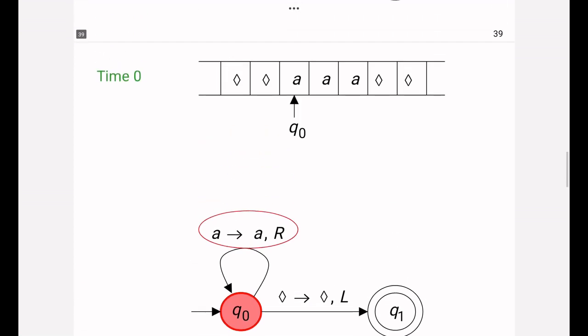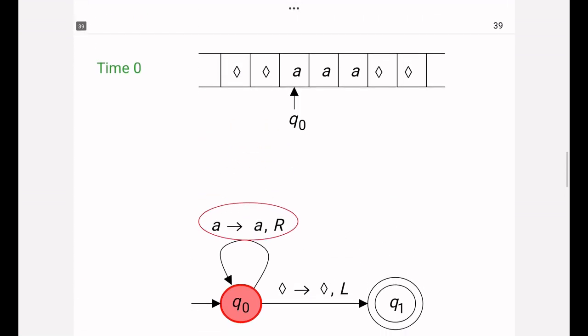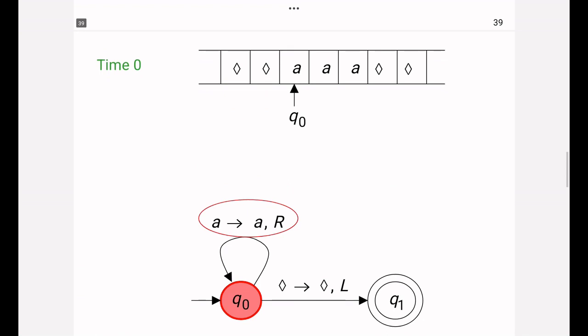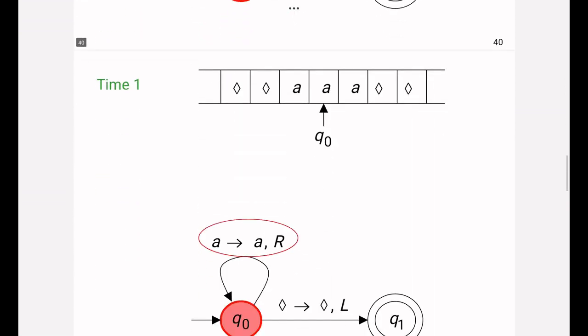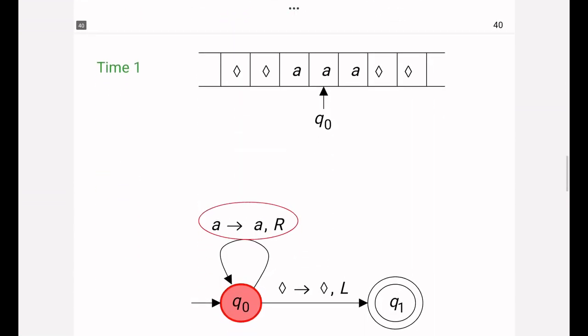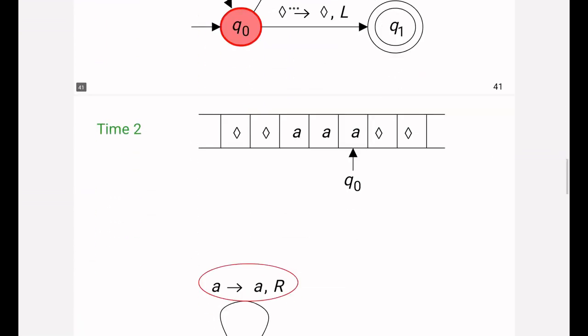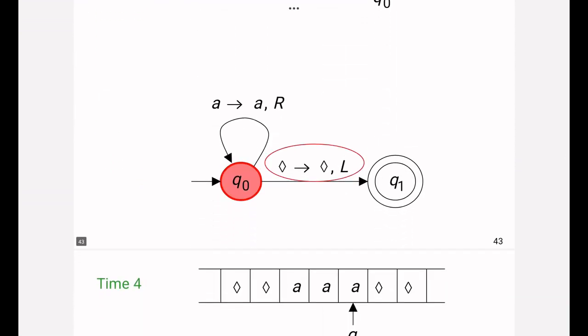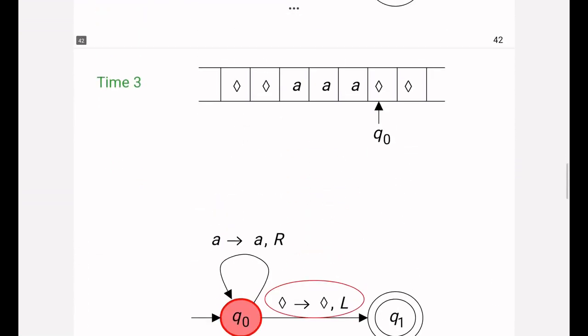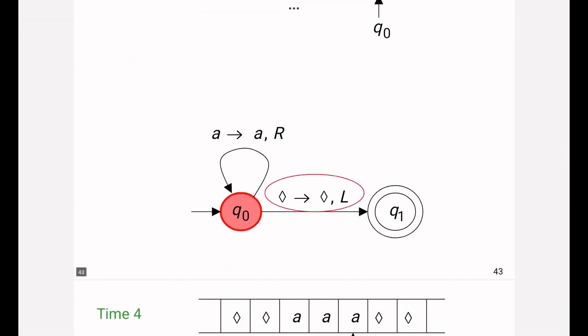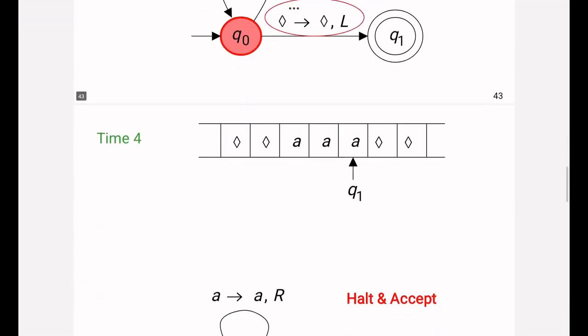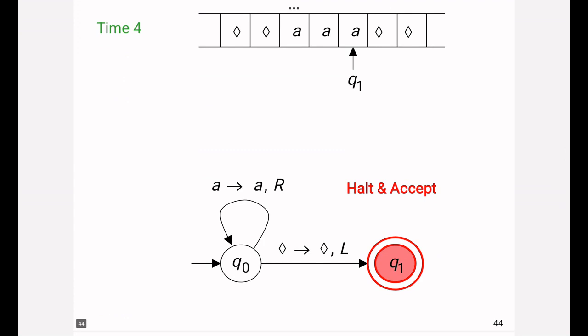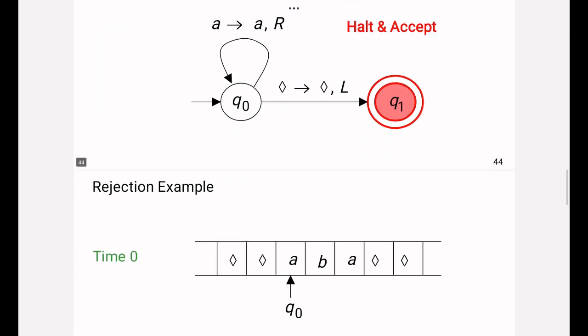Okay, I read A. I am at Q0, replaced by A and I am moving right. Done. Now I am here. A replaced by A and I am moving right. Again A replaced by A, I am moving right. Then again A replaced by A. Now once the blank symbol is coming, blank is replaced by blank symbol and move left. Now you are here. So I read all my text. So this is accepted and this is halt. Halt means either you should accept or reject. That is the meaning of this.